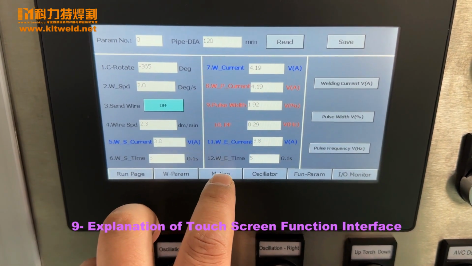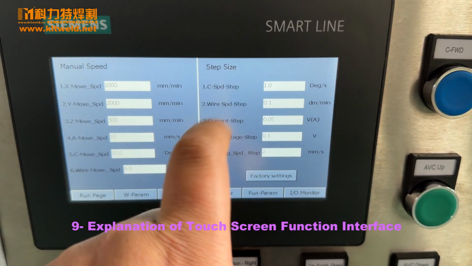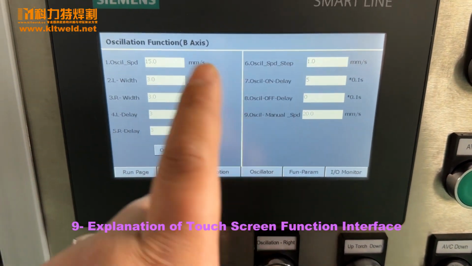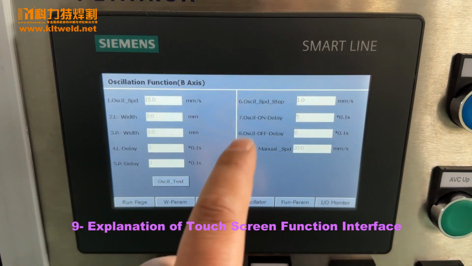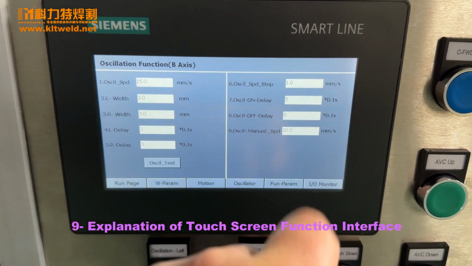And here is the motion. Motion is the manual speed and the step by size, and oscillate the fraction. How to set the parameters.